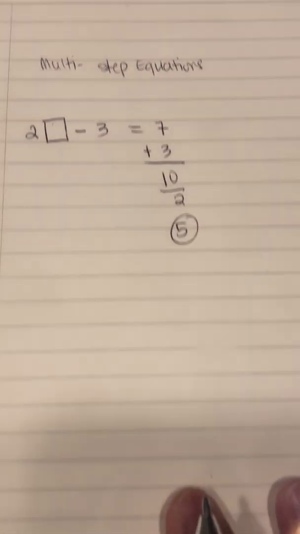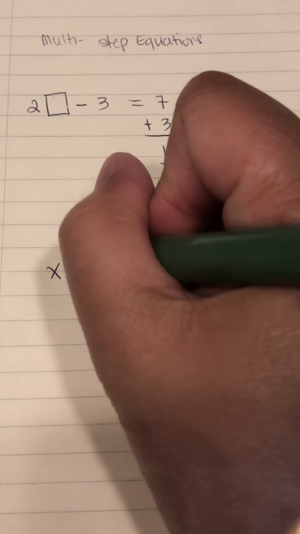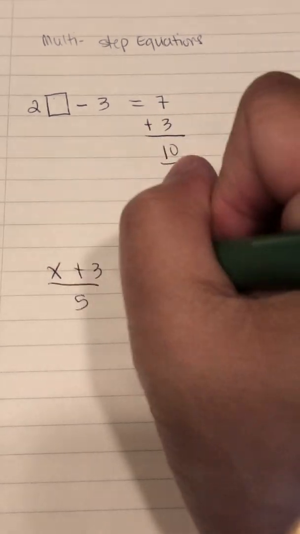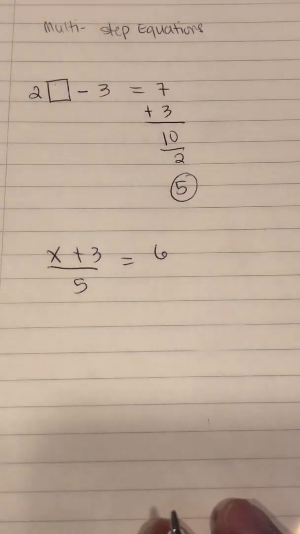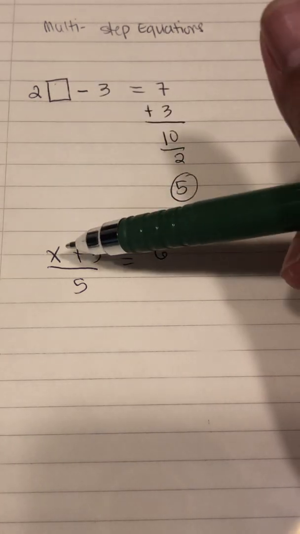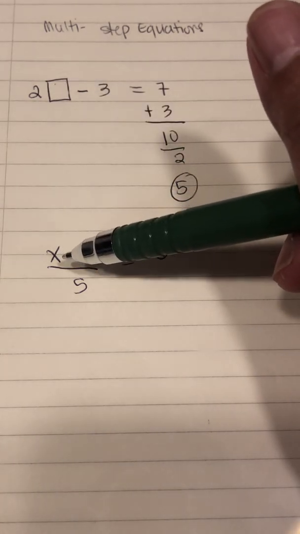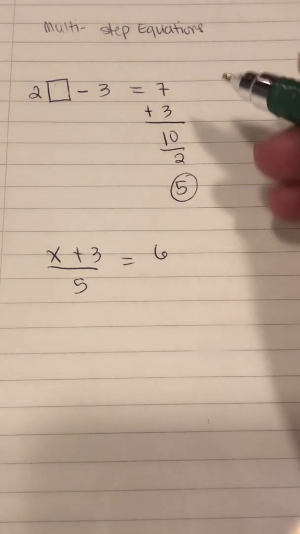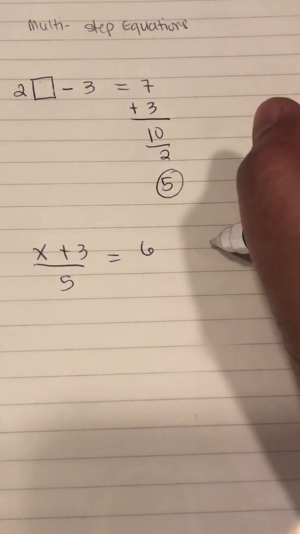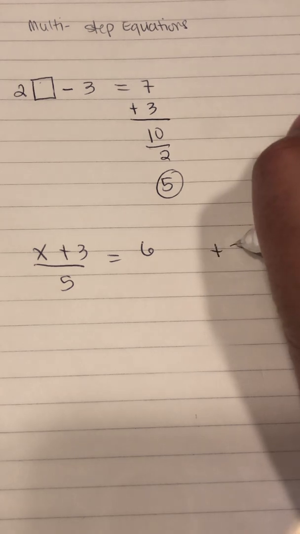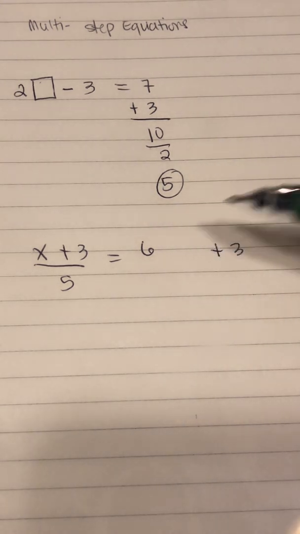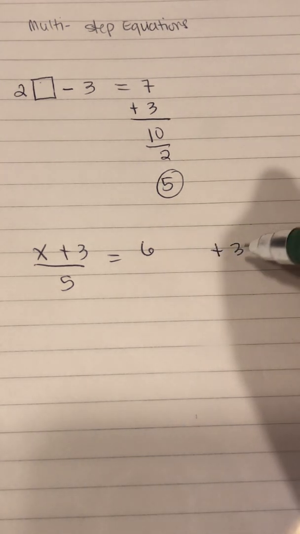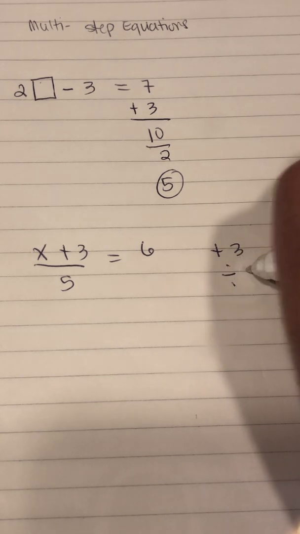So let's try another two-step equation. X plus 3 divided by 5 equals 6. All right, so now let's take a look at the story of your variable or your money or your X. So what was being done to it? So we added $3. After adding $3, what did we do? We divide it by 5.